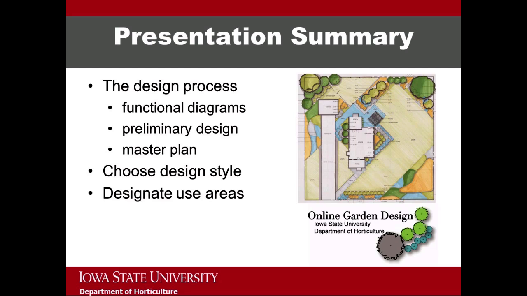This brings me to the conclusion of this presentation on starting the landscape design process. In summary, this presentation highlighted the overall design process, including the different products that are created throughout the design process and how it is an iterative process. I also described how to choose a design style for a landscape and the influence a home's architecture has on that. And finally, I outlined the 3 use areas within a landscape, the function they perform, and the characteristics of each area.